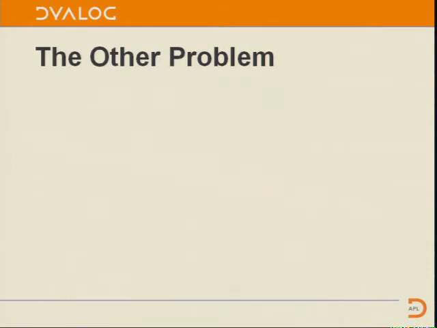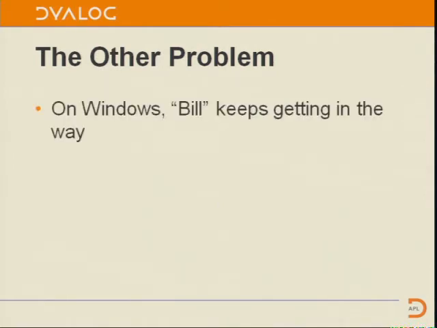Now, the other problem that we're trying to solve here is all down to Bill. I'll explain this as we go through the slides, but on Windows Vista and Windows 7, Bill's getting in the way of some of the things that we need to do. Bill being Bill Gates, I know he's not there anymore, but if you're in the Dyalog office and someone shouts in a rather aggravated fashion, "Oh, Bill!" what we mean is Windows is doing something that we don't like.